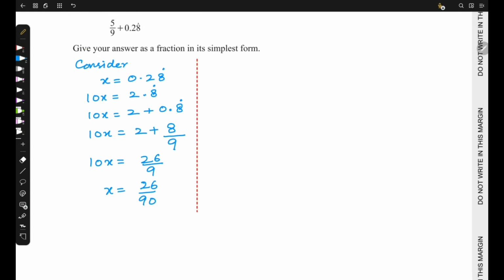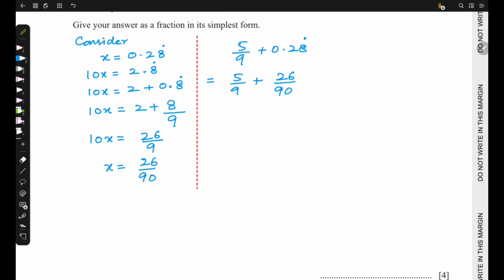Now moving back to the question. The question was 5 over 9 plus 0.28 recurring. 5 over 9 would remain as this, and 0.28 recurring can be written as 26 over 90. If you want to add them, you have to make the denominator the same.